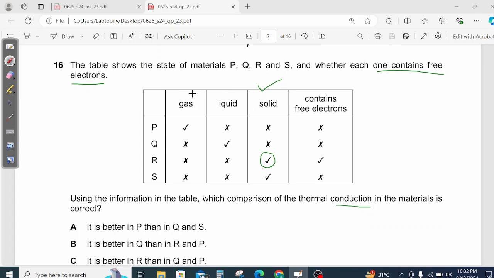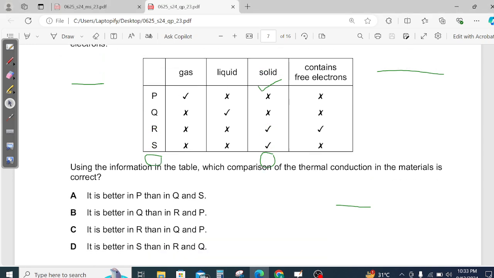If you use the word radiation, radiation means heat energy transfer from a hot to a cold region in the form of waves, just like the light coming from the sun. So your correct option will be R, but you have to understand the options A, B, C. Here, it is better in P than Q and S. No, Q is not better, conduction is not happening in gases.